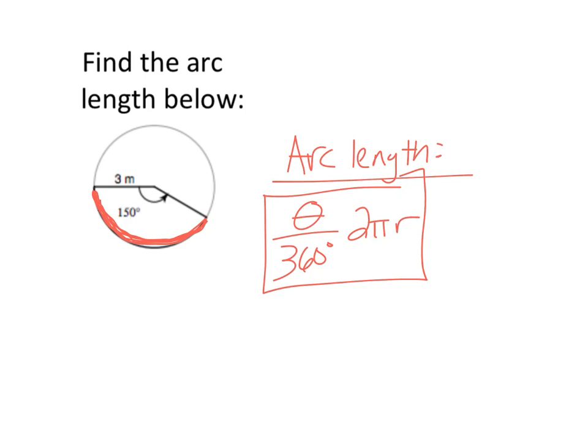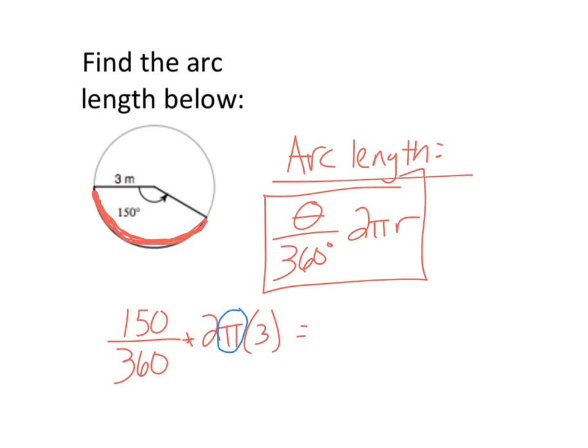So in this case, my degree is 150, divide that by 360, and then I would multiply by 2 pi times the radius, which is 3. You can keep your answers in decimals, although you might find some Canvas quiz questions that might be in terms of pi. So if you were to do this out, I would keep pi sort of for last.